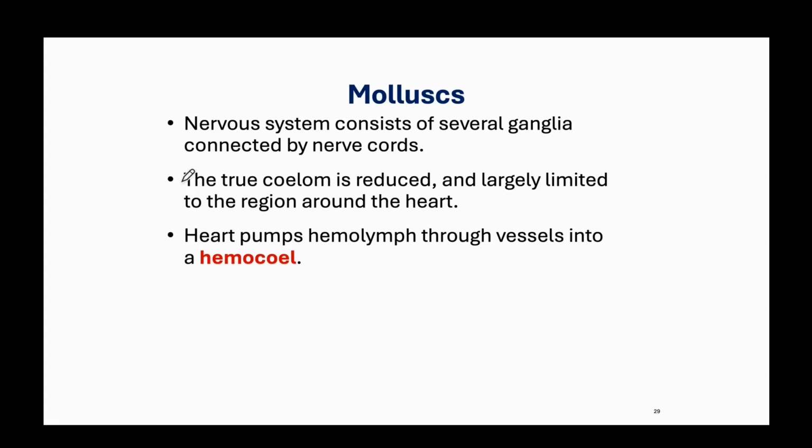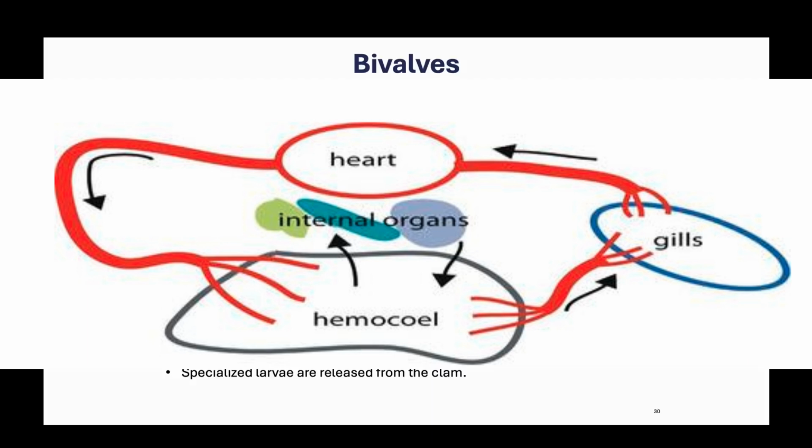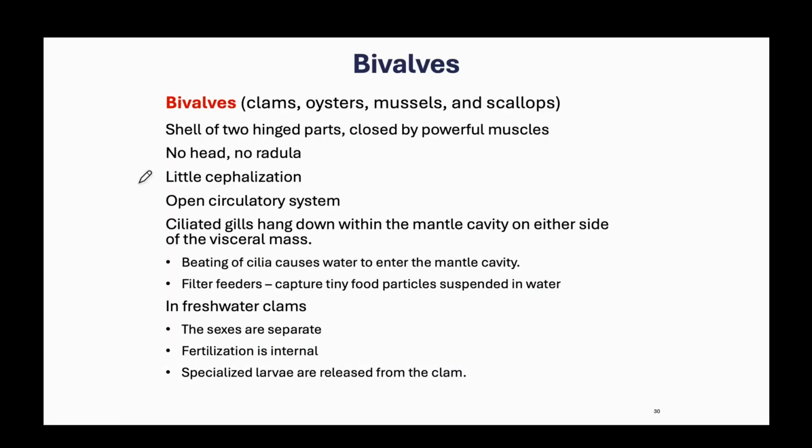So in mollusks, the nervous system consists of several ganglia that are connected by nerve cords. The true coelom is reduced and largely limited to the region just around the heart. And so in their heart, they pump what is known, it's not blood, but it is known as hemolymph, through a vessel called a hemocoel. Now, we looked also at bivalves, which are going to be your clams, your oysters, and your mussels. And so that is going to be a different class, is how that will be listed.